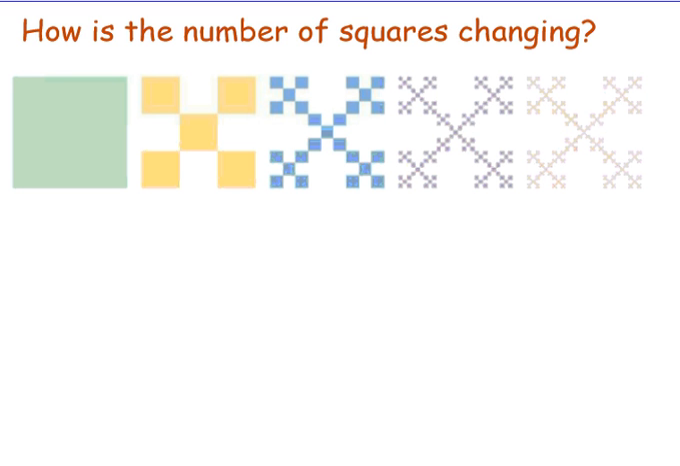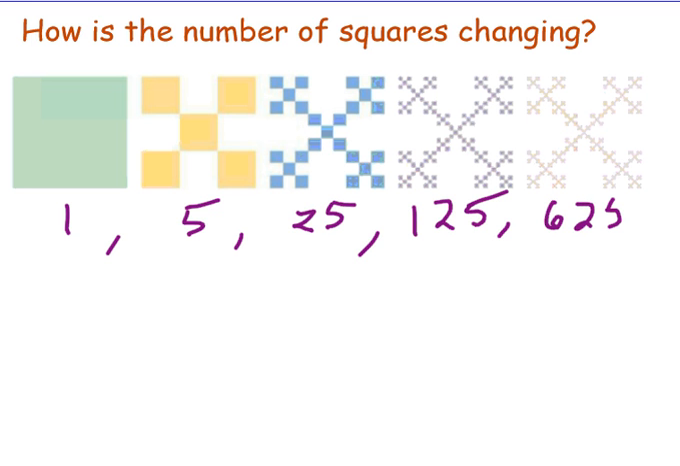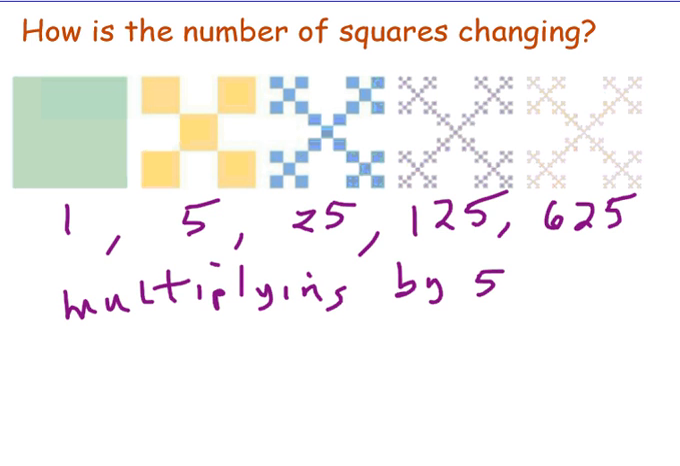There's lots of ways you can look at this and counting. But if we are looking at colored squares, there's 1 right here. This one has 5. And this one has 5 groups of 5, which is 25. This one has 5 groups of those 25, 125, and so forth. And now we have 5 groups of the 125, which is 625. And so it is multiplying by 5 each time.